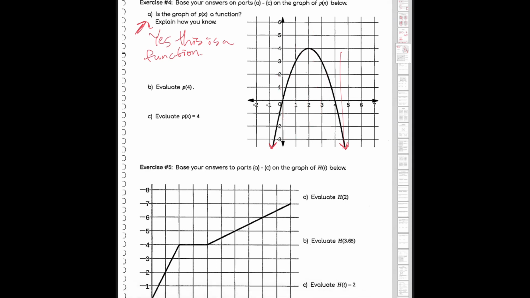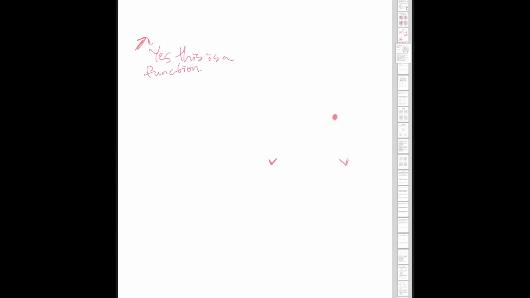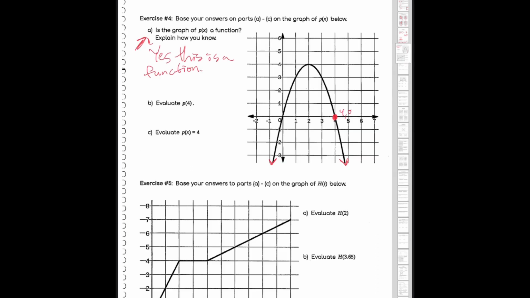So now we have some questions about some values. This says evaluate p of 4. So basically this means, what is the y value if we look at 4? So let's go to 4 on our graph. Here's 4. It hits the graph at 0. This coordinate is 4, 0 here. So p of 4 would be equal to 0.